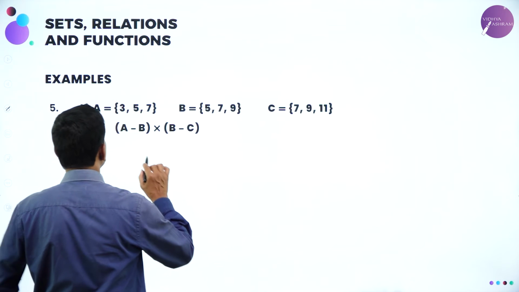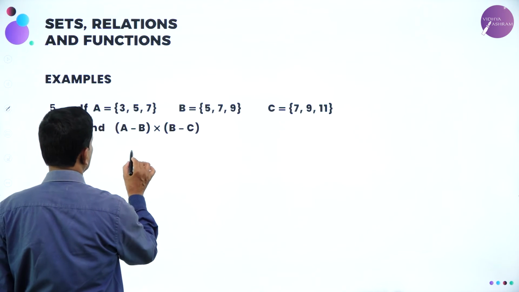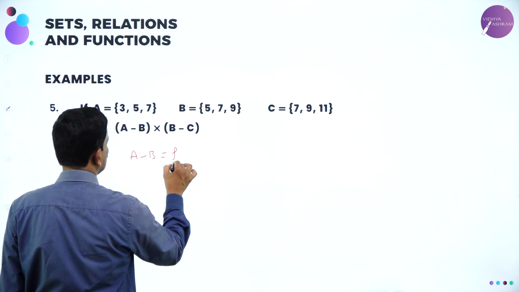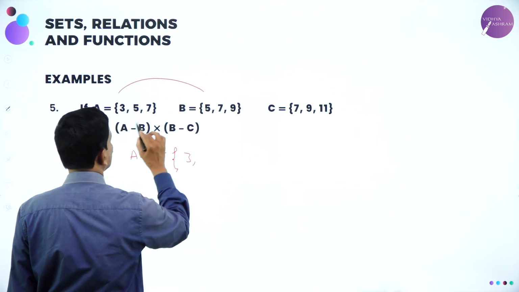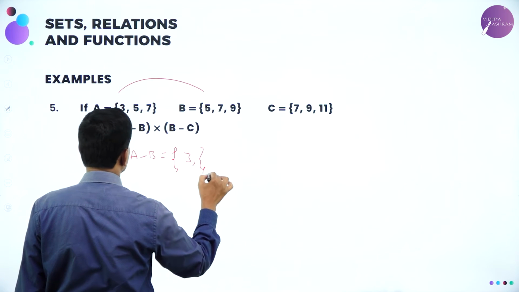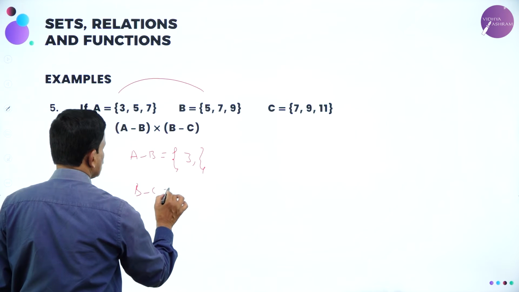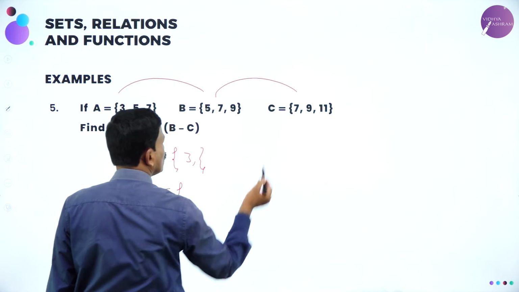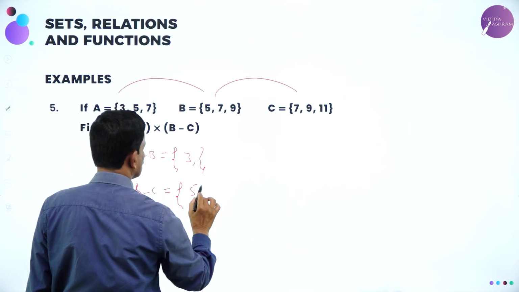Same problem. A is 3, 5, 7, B is 5, 7, 9 and C is 7, 9, 11. First find out A minus B. A minus B means elements which are in A but not in B. 3 is in A but not in B, 5 is there, 7 is also there. So A minus B is 3. Then B minus C means all the elements which are in B but not in C. 5 is in B but not in C, 7 is there, 9 is also there.